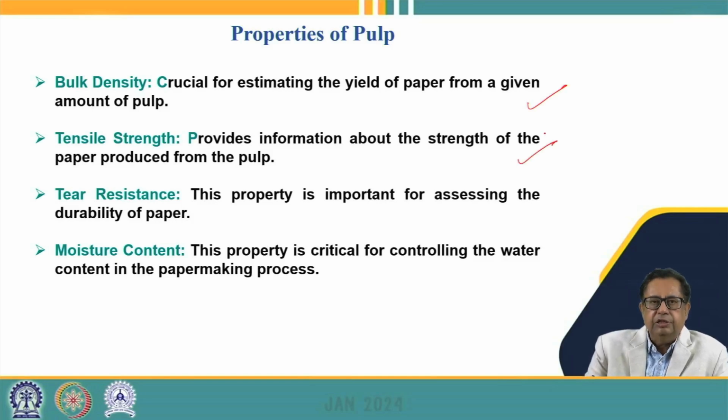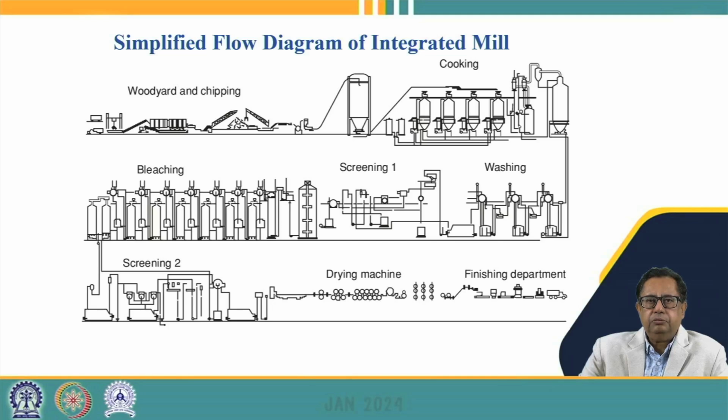Similarly, the tensile strength gives the indication about the strength of the paper that is produced from the pulp, and the tear resistance also helps us to assess the durability of the paper against the tearing and other environmental conditions. And similarly, the moisture control is also very crucial in controlling the water content in the paper during the paper making process.